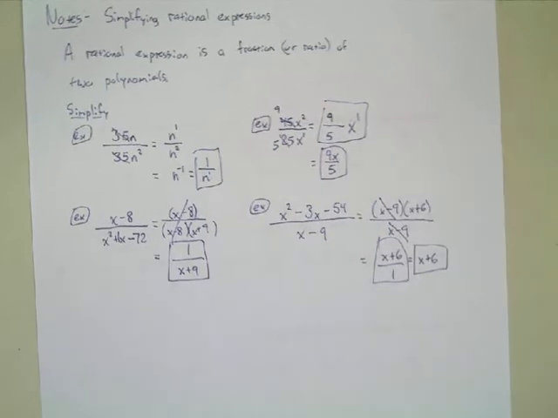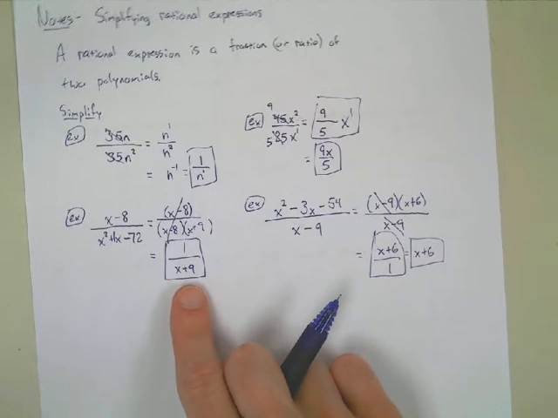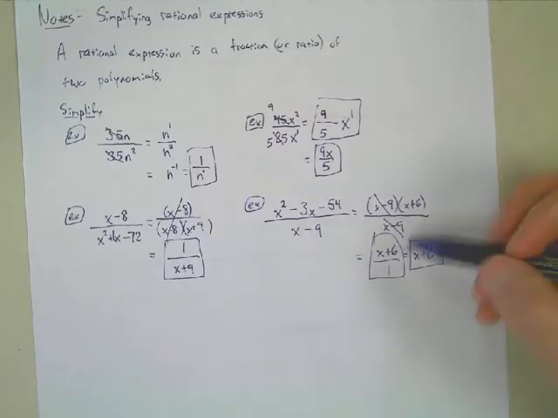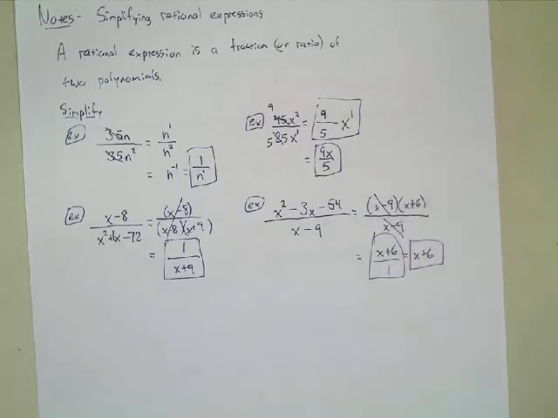Can I write this as just x plus 9? No. Yeah, it's in the denominator, right? 1 over x plus 9 is not the same thing as x plus 9 over 1. But here, x plus 6 over 1, remember, what does it mean to be over 1? It means to divide by 1. But if you divide anything by 1, it's just itself, right? Anything divided by 1 is itself. No surprise there.